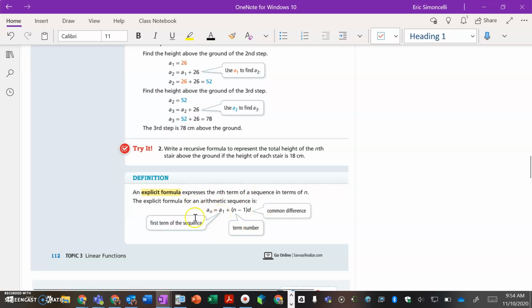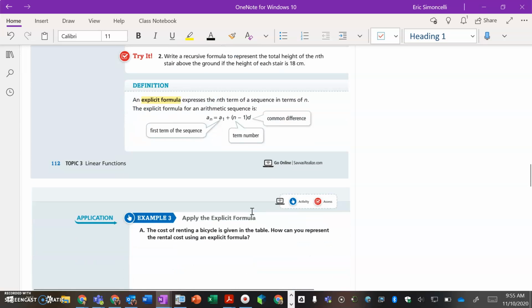The beautiful thing about explicit formulas, as you're going to find out in a little bit, is that you can do much more term analysis, given only, let's say, the first term and the common difference. We'll talk about how this is going to apply in a moment. Let's move on to example 3.